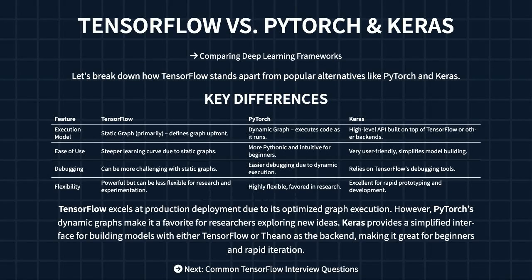Okay, let's talk about how TensorFlow stacks up against the other deep learning frameworks. The big difference really comes down to how they handle computations. TensorFlow primarily uses something called static graphs. Think of it like building a detailed blueprint before you start constructing the model. PyTorch, on the other hand, uses dynamic graphs that build the model as it runs, which makes debugging much easier and is often preferred by researchers who need flexibility.